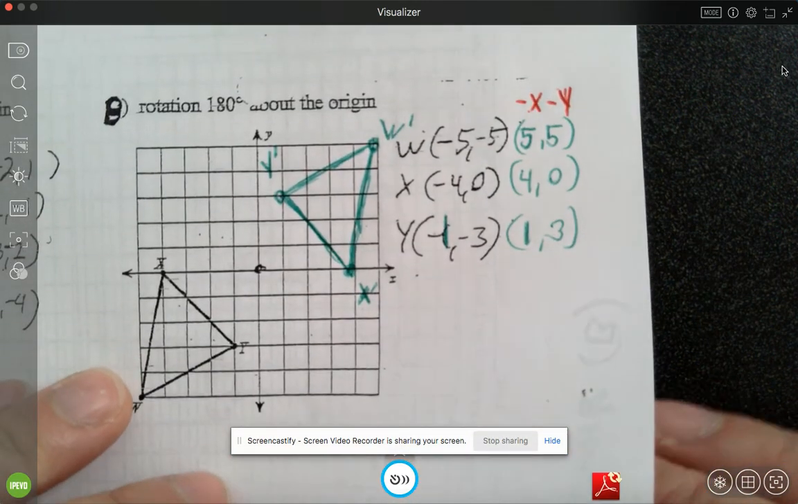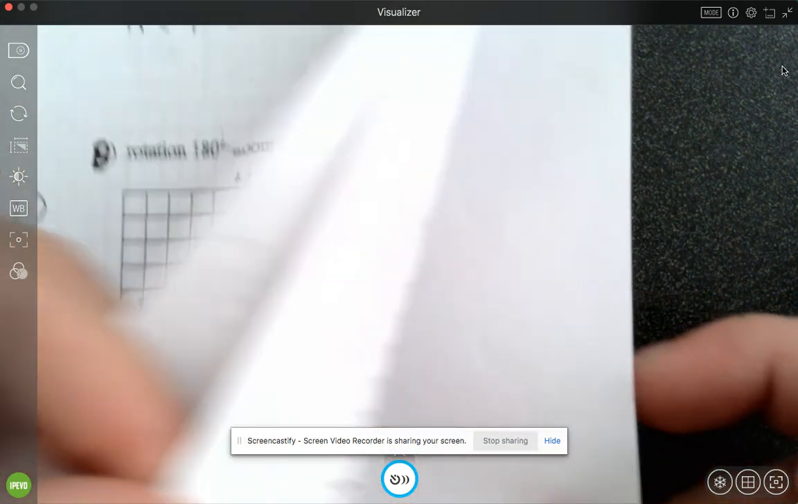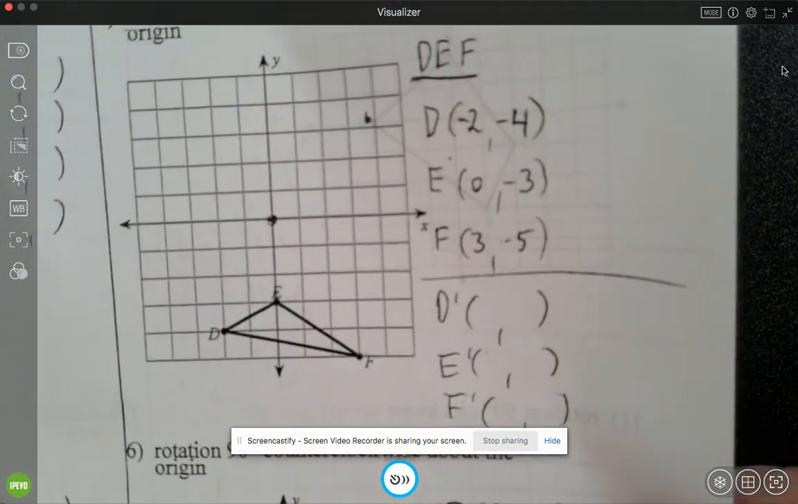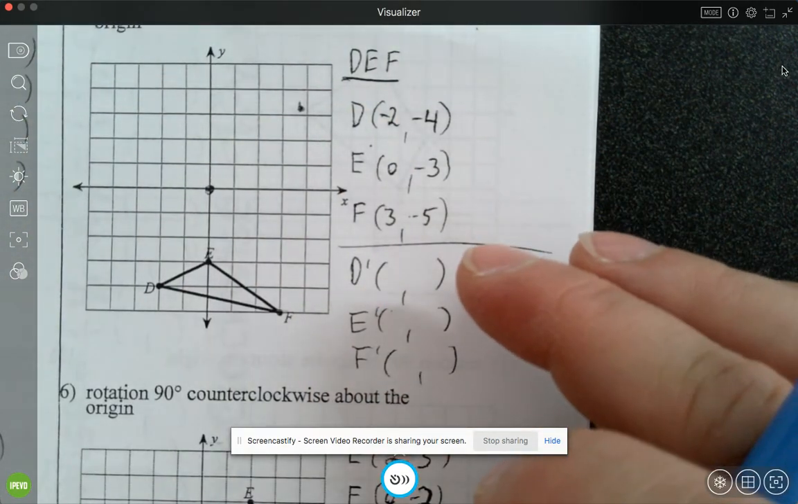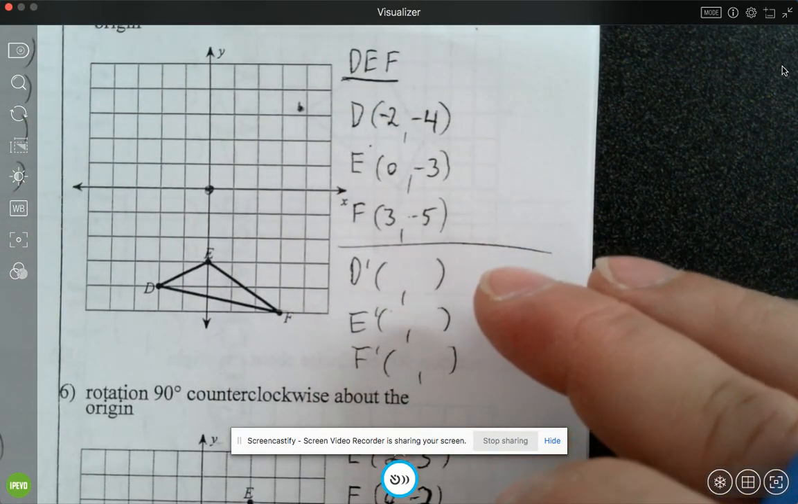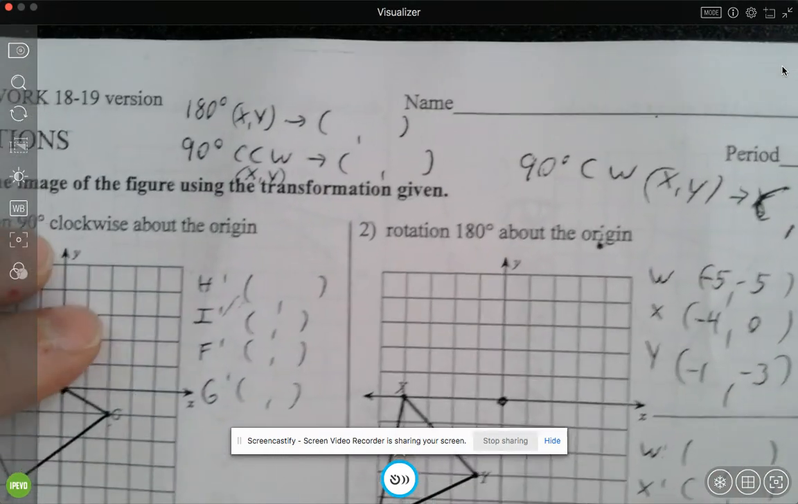Now I'm going to turn over to page 35. Let's take a look at that. On page 35, let's definitely do one of the 90s. I feel like somewhere in this assignment there might be a coordinate off, so if you see that, definitely keep that in mind. I might have made a mistake somewhere when I wrote these coordinates out.